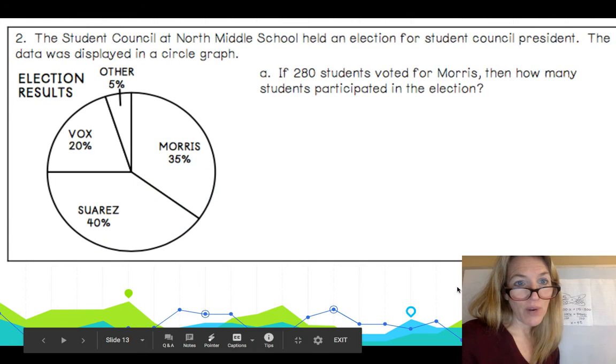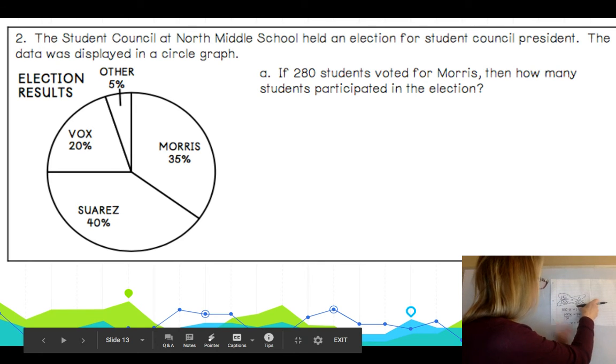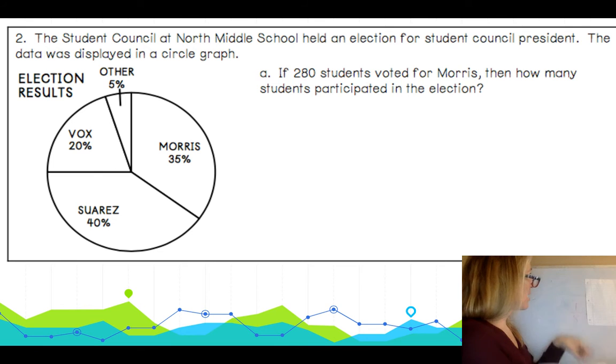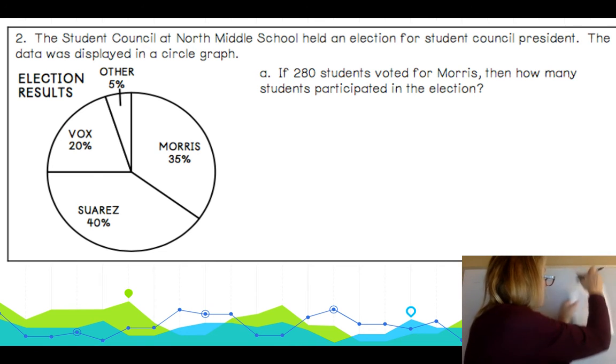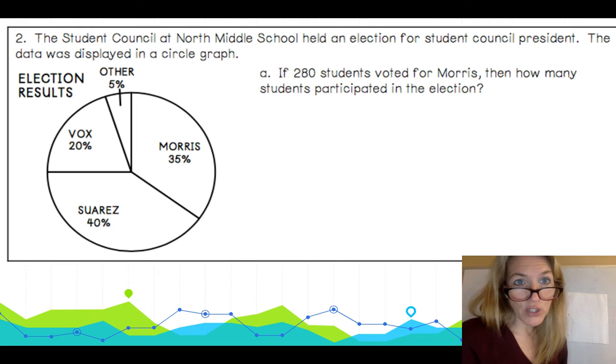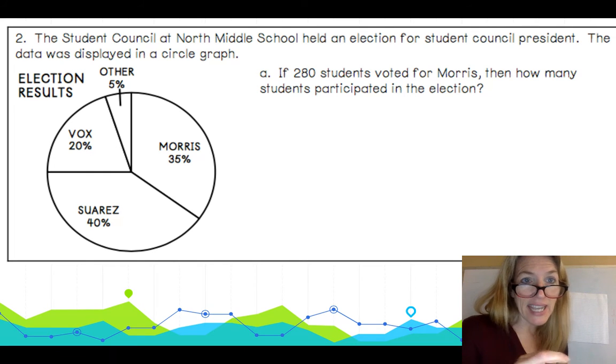Let's move on to our next example. Okay, so we have a student council at North Middle School that had an election for a student council president. And the data is here in this circle graph. So let's just take a peek at that for a second.